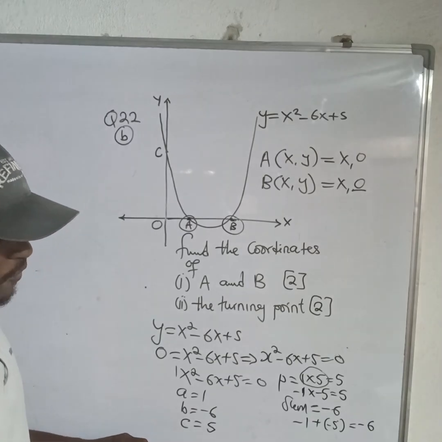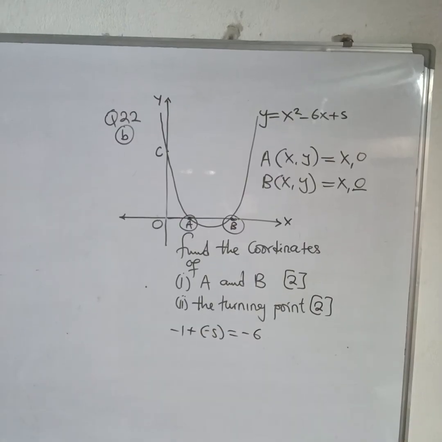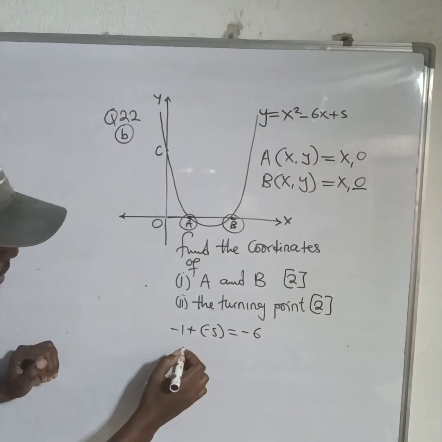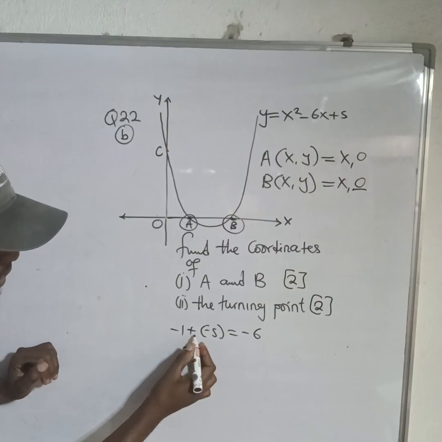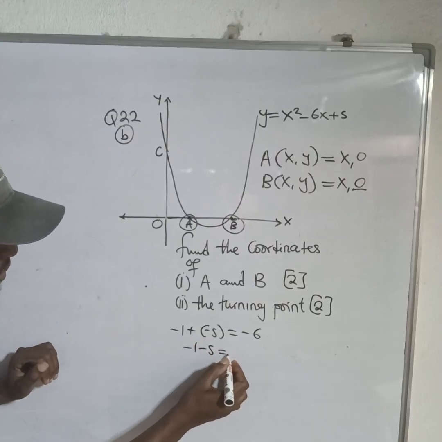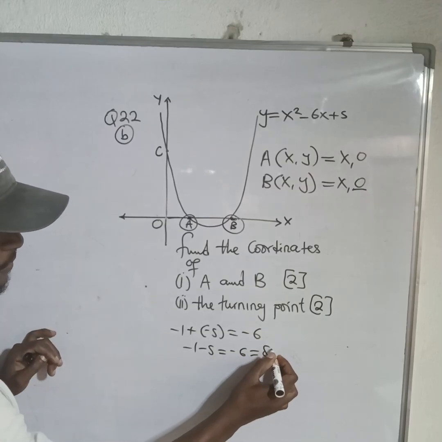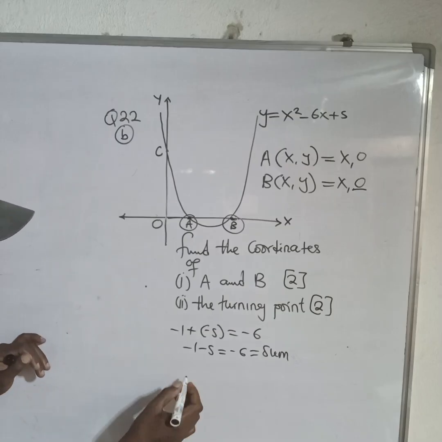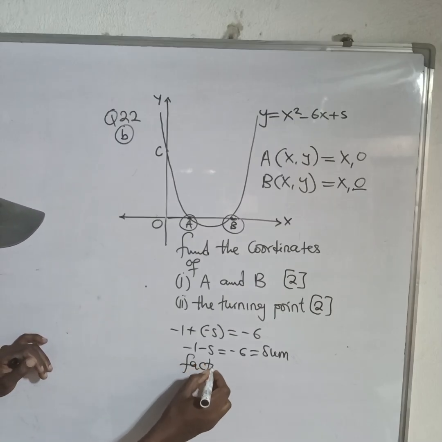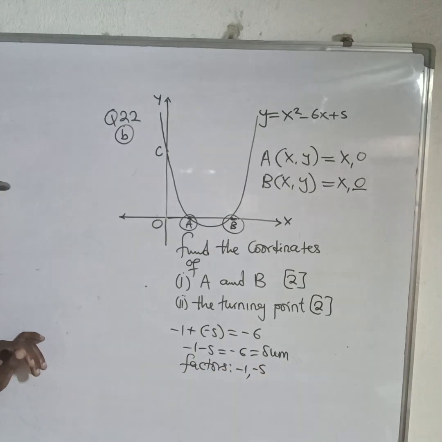Once you do this, it is the same as saying negative 1, this times that, negative 5 equals negative 6. So that is our sum. Once you find the sum, we now know the factors that give us the sum are negative 1 and negative 5.